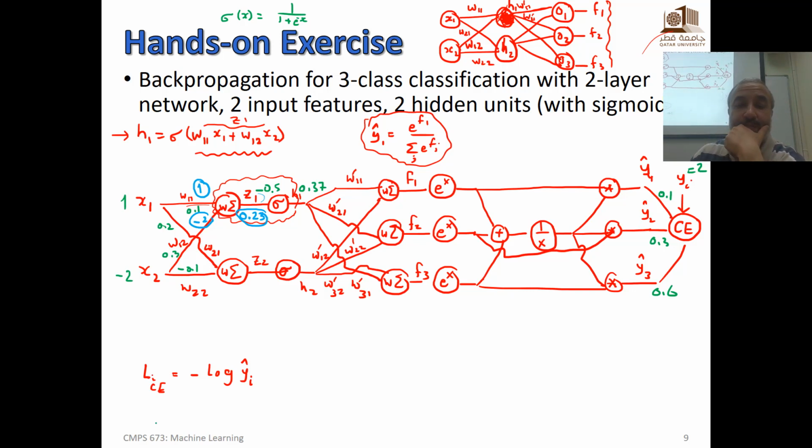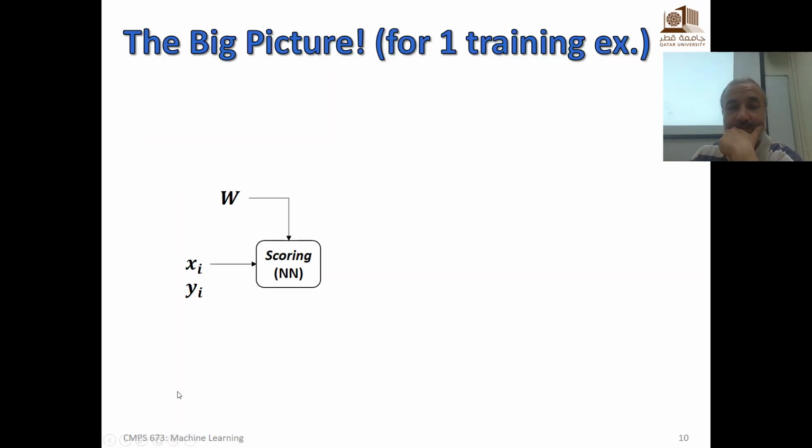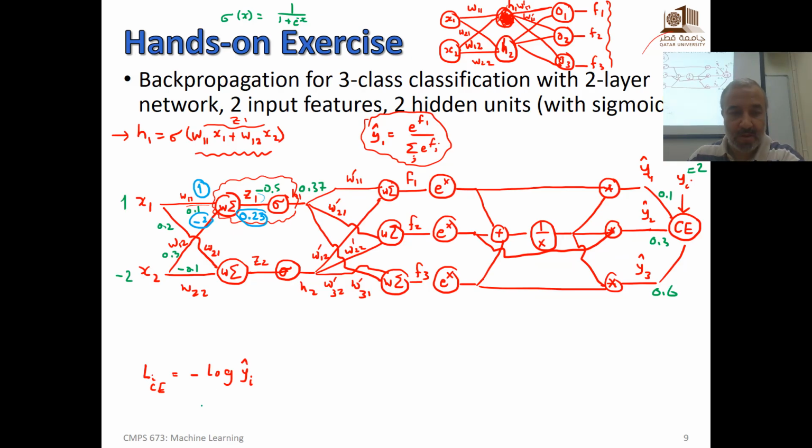What would be the loss? So this is the loss, right? This is now what we want. What will be the value of the loss? Minus log 0.3. Yes, minus log 0.3. That would be the loss for this example.